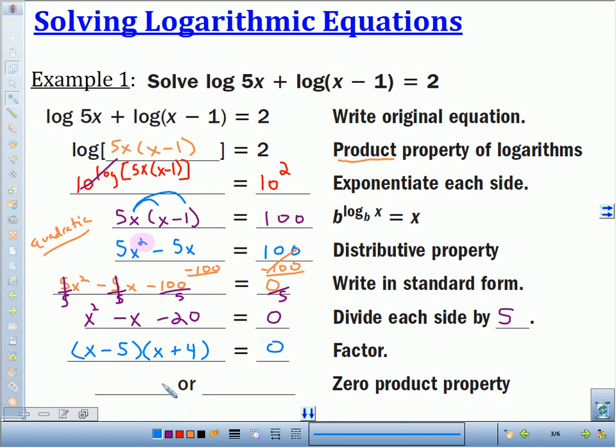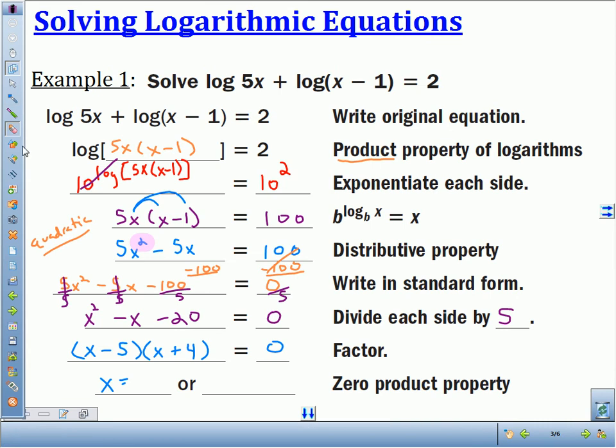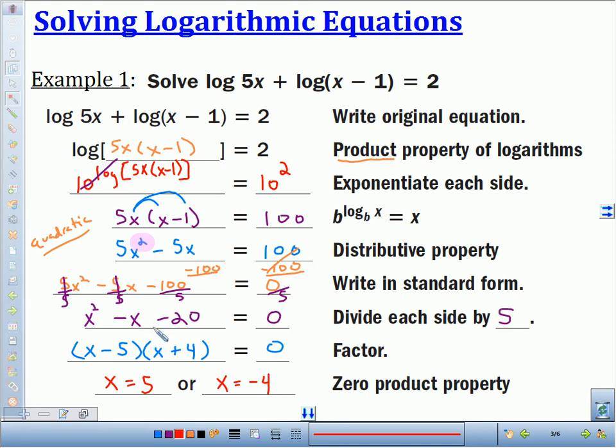Notice I did kind of eschew the box method here because I knew my first terms had to be x and x, because this is x squared, right? X times x is x squared. I knew that all I had to do was find the factors of negative 20 that added up to negative 1, so negative 5 and 4. Now what that means is that x equals 5 or x equals negative 4. One of those two, or both. Could be either or.